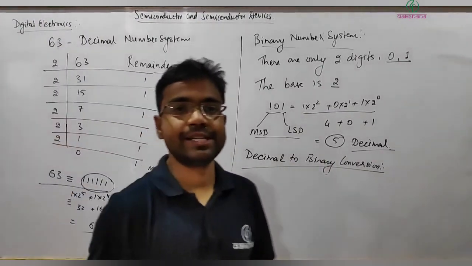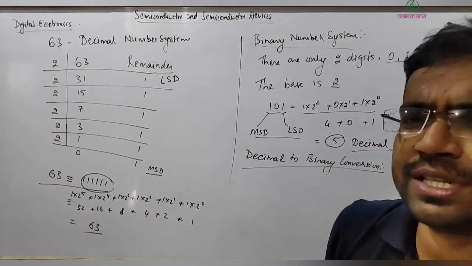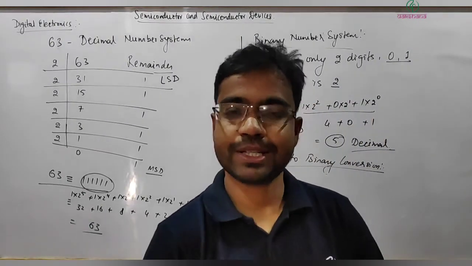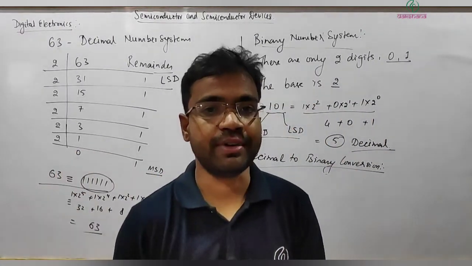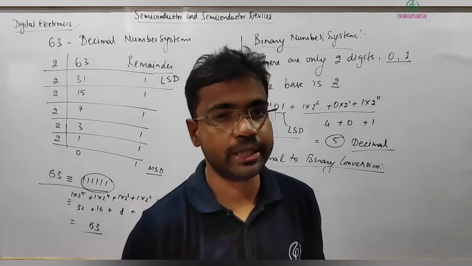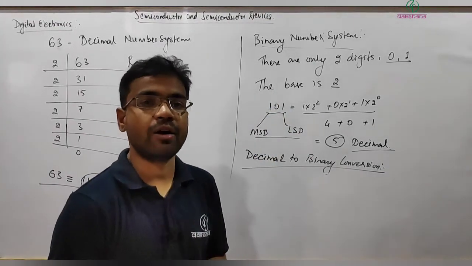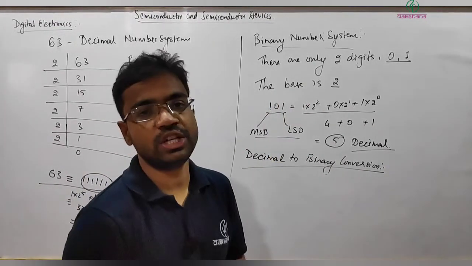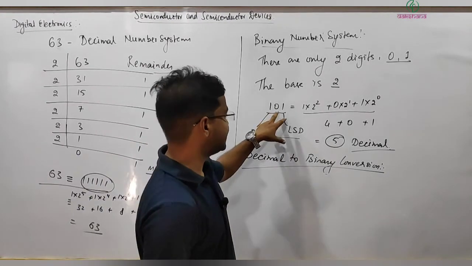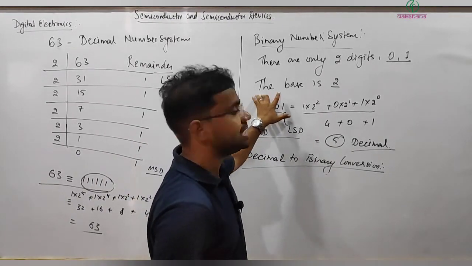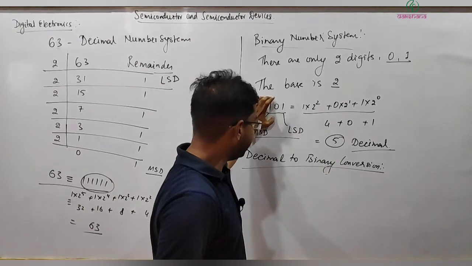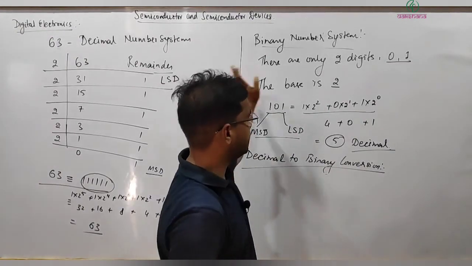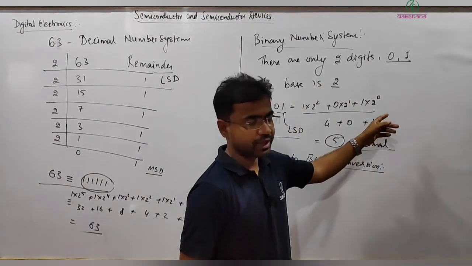So I hope you are understanding this decimal and binary number system. There are two number systems. The decimal number system you are very well familiar with. The binary number system is a little bit different. Here all numbers are expressed using only 2 digits, either 0 or 1. Here the base is 2. To convert a binary number to decimal, we will use this process, right?